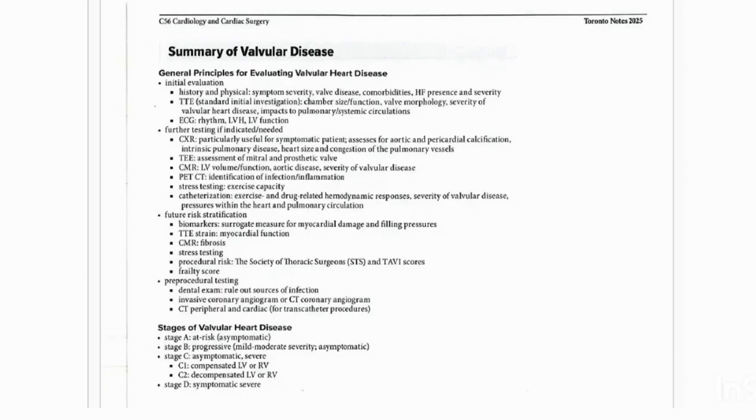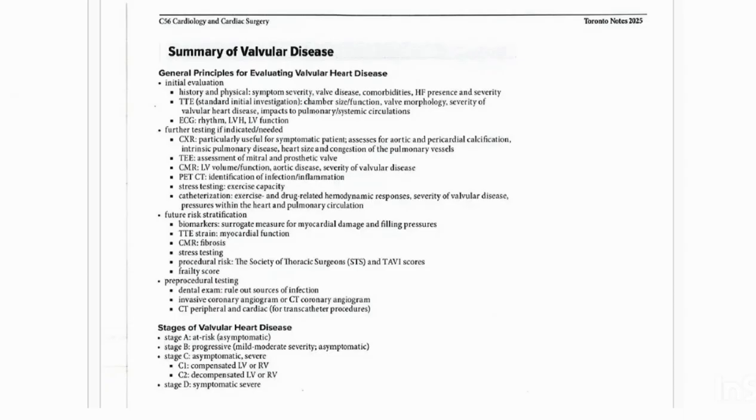Stages of valvular heart disease. Valvular heart disease progresses through 4 clinical stages. Stage A, at risk. These patients have risk factors for developing valvular disease but no significant structural valve abnormality and are generally asymptomatic. Stage B, progressive disease. Patients have mild to moderate valvular disease but remain asymptomatic. Regular clinical follow-up and echocardiographic surveillance are recommended.